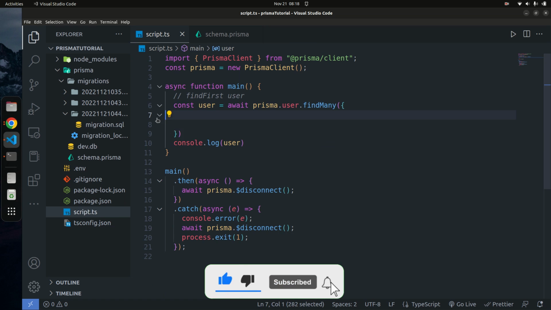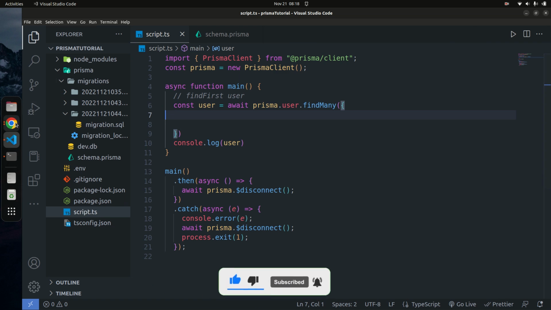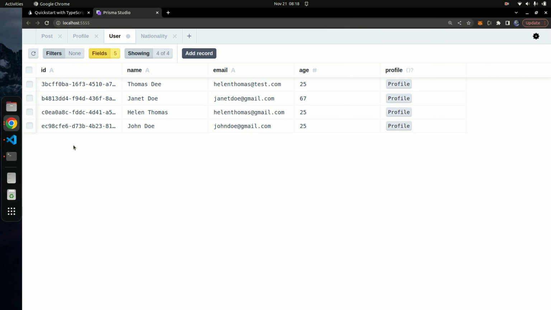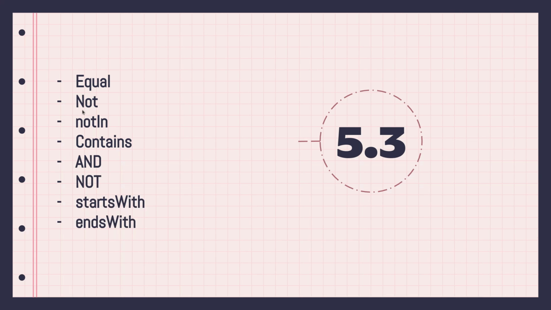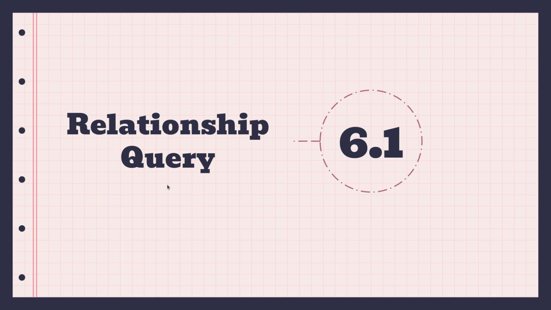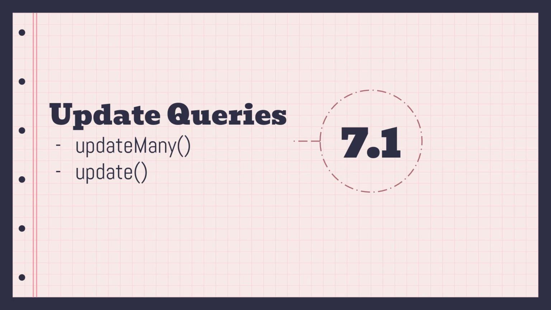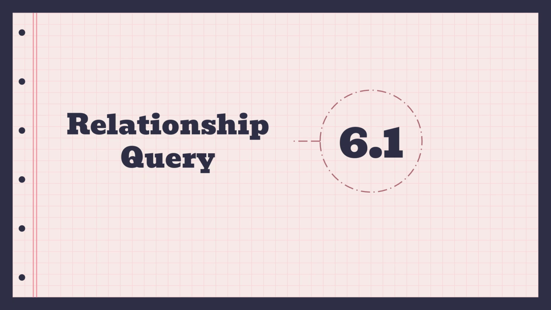So let's go back in here and let's see. So we have learned all this, right? Contains, not, in, equals, and all that. So let's look at relationship querying in Prisma. So in Prisma, you can do relationship queries, which is basically querying the relationships of a given table or model, right? So we can do relationship querying. You can do it in a couple of ways. So let's see how we can do relationship querying.